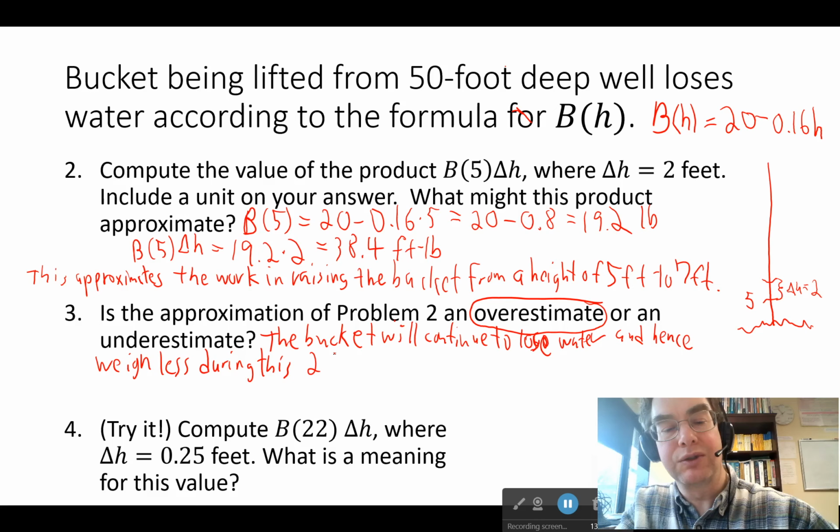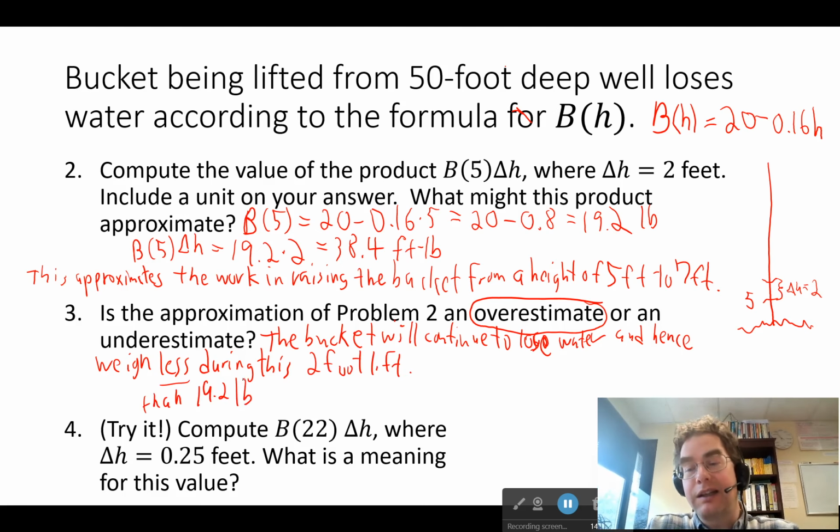During this 2-foot lift. Okay, and by left, again, I mean less than 19.2 pounds, which is what it weighed at the beginning of this lift, right when it was at 5 feet high, but it will continue to go down. And so it'll actually take less work to raise it than what we approximated that work to be.